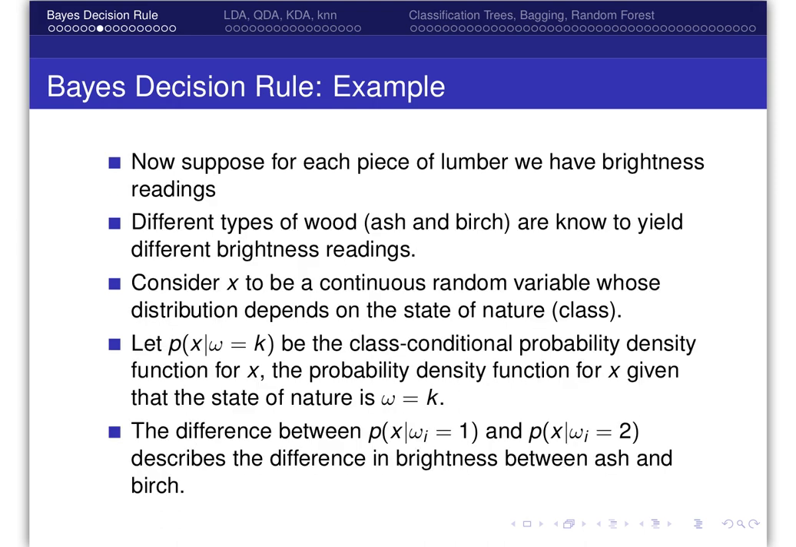Now suppose we have more information. For each piece of lumber, we have brightness readings, and the different types of wood are known to yield different brightness readings. Consider X to be a continuous random variable whose distribution depends on the state of nature or class. Let P of X given omega equals K be the class conditional probability density function for X. That is, it is the probability density function for X given that the true class or state of nature is omega equals K. Therefore, the difference between these two class conditional density functions describes the difference in brightness readings between ash and birch.